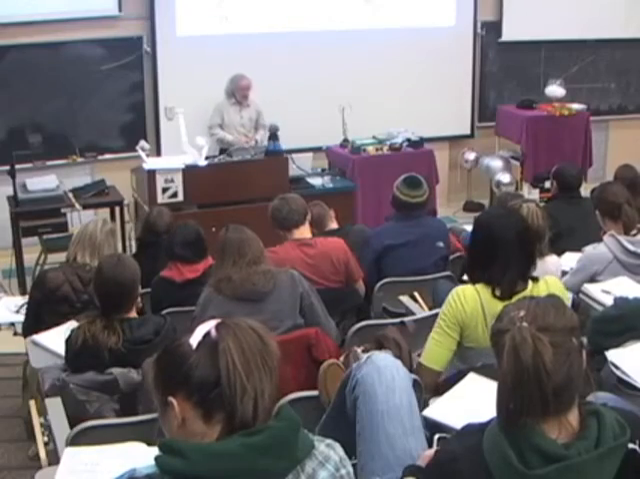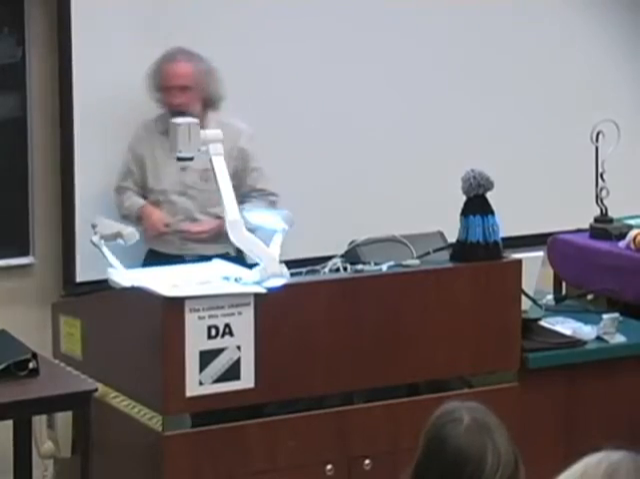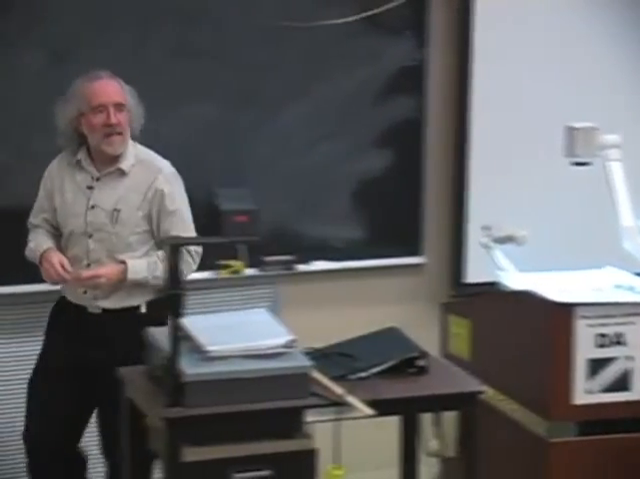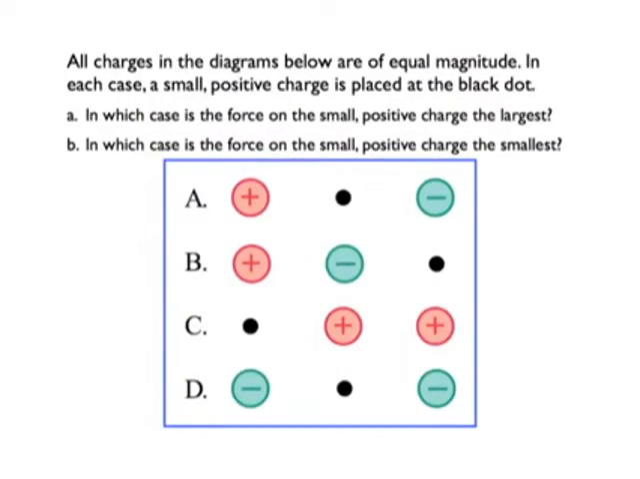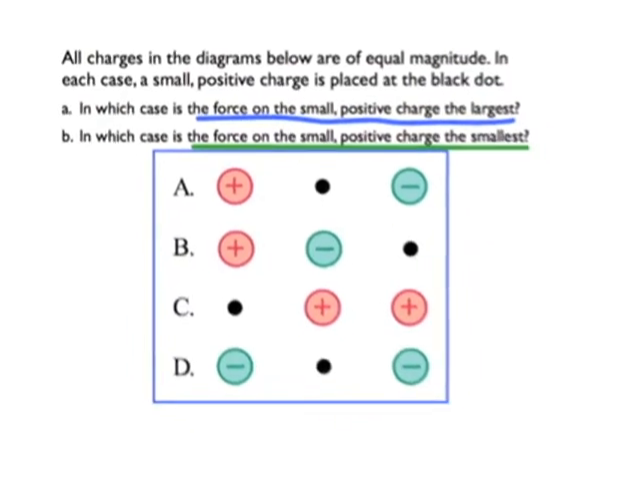Now, let's add forces. All these charges have the same magnitude. We're asking this question. I place a small positive charge and put it at the dot, and the question, in which case is the force on the small positive charge the largest? In which case is it the smallest? Okay? So think about adding the forces for the different cases. Go ahead and talk to your neighbors. I'll call for a vote in 30 seconds.